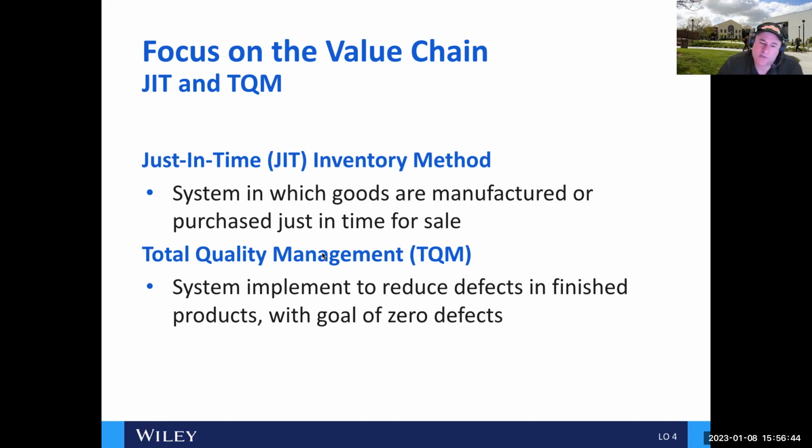Total quality management is you're essentially doing a series of checks and balances to reduce defects in finished products, with a goal of 0 defects, right? We want to have something where once our goods leave a facility, they are what they're supposed to be. Because if they're not, and something happens with our product, we could get sued.